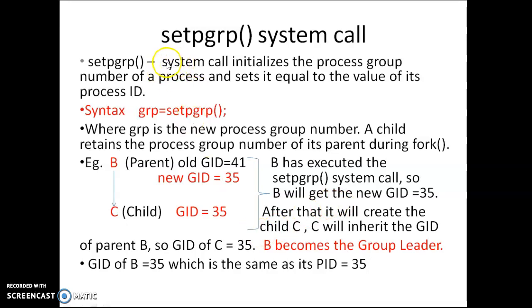Now once again we will read this system call. Set group is a system call used to initialize the process group number of a process. That is, it will get the new process ID and set it equal to the value of its process ID. Just now I told you that B's process ID is 35. So it will set the group ID equal to the value of its process ID, that is 35.